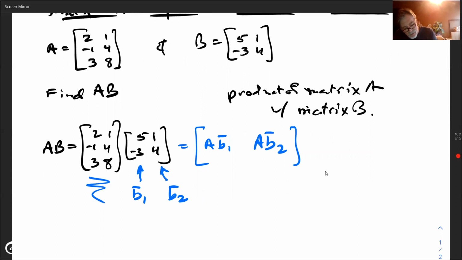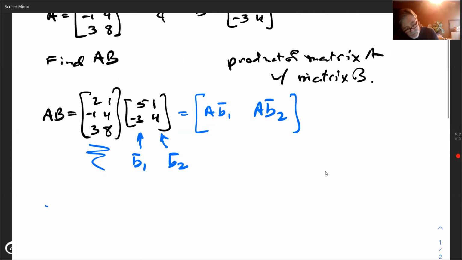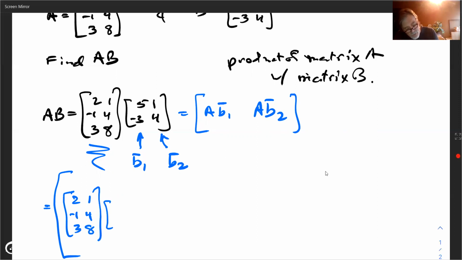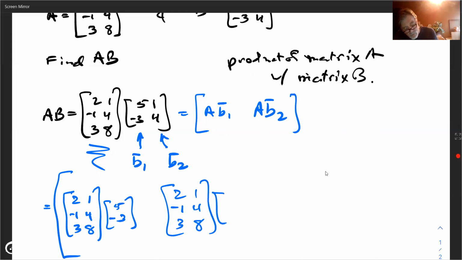So you might ask, what is that all about? I'm going to draw a great big thing. It's going to be equal to a big old matrix, let's say, and let's put in A: 2, 1, -1, 4, 3, 8. And let's put in B. B is 5, -3. Now you notice a column is really a vector, isn't it? We've been studying that. And then the other column is 2, 1, -1, 4, 3, 8 times the other column of matrix B, which is 1, 4.